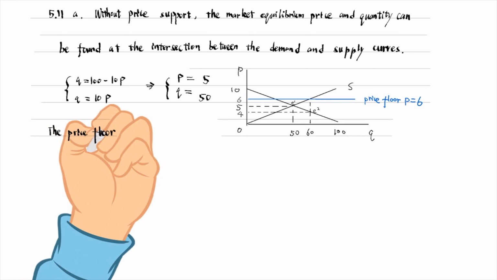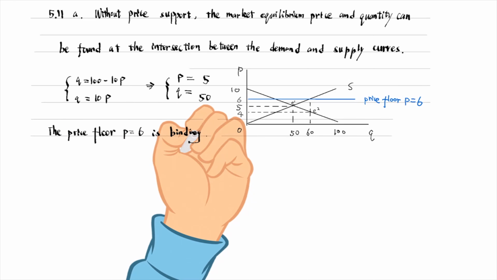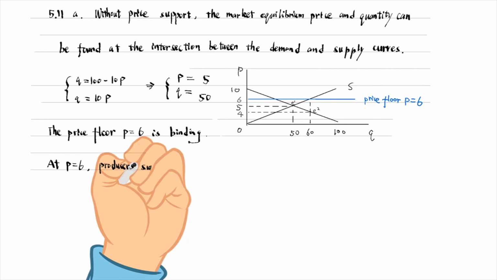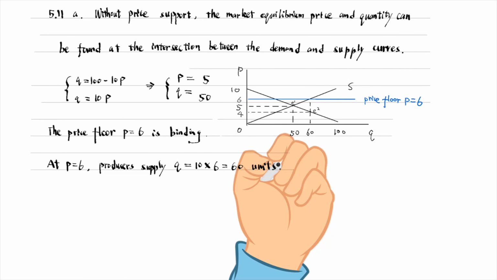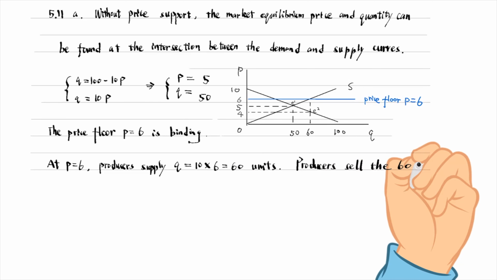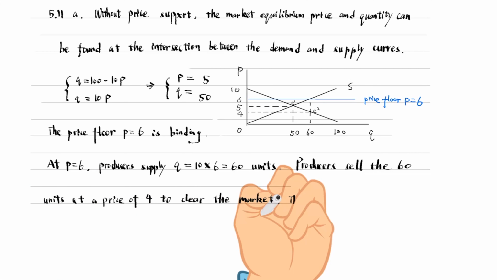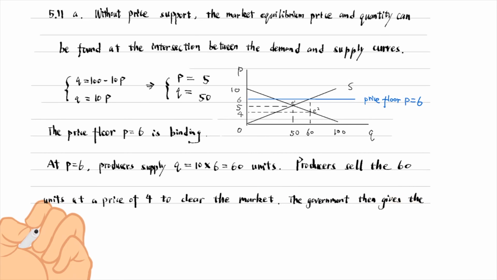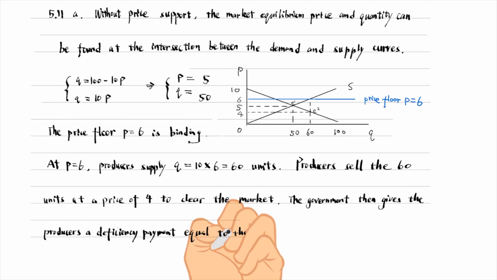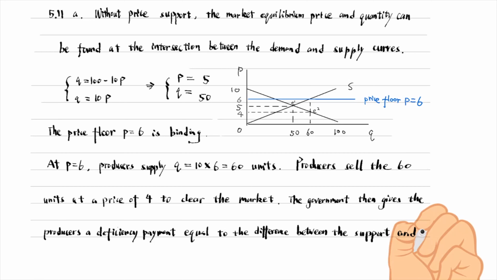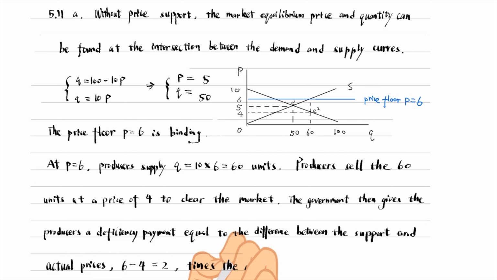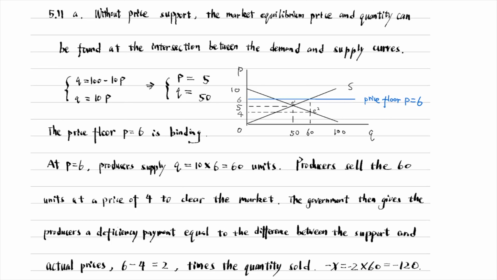Now the price floor is binding. At the price floor of 6, producers supply a quantity of 60 units. According to the price support program, producers sell all 60 units at a price of 4 to clear the market. The government then gives the producers a deficiency payment equal to the difference between the support and actual prices, 2, times the quantity sold, 60 units. So the deficiency payment is 120.